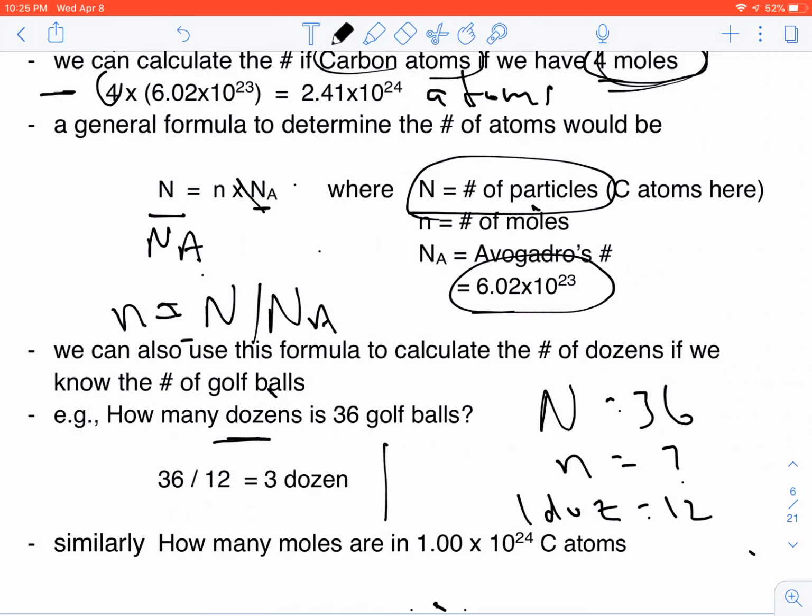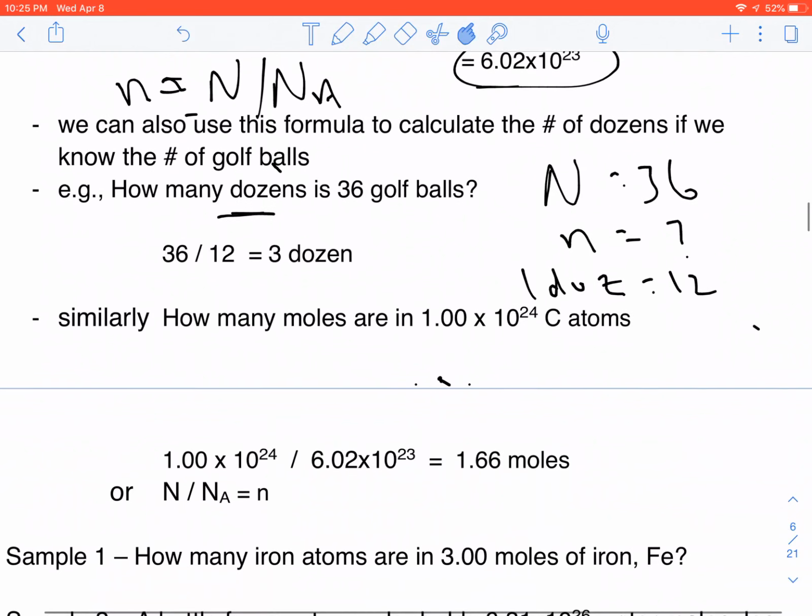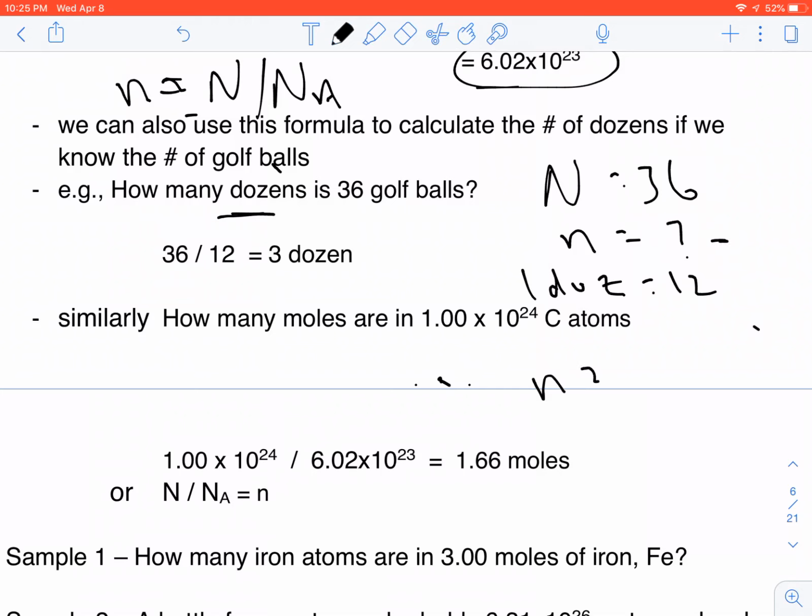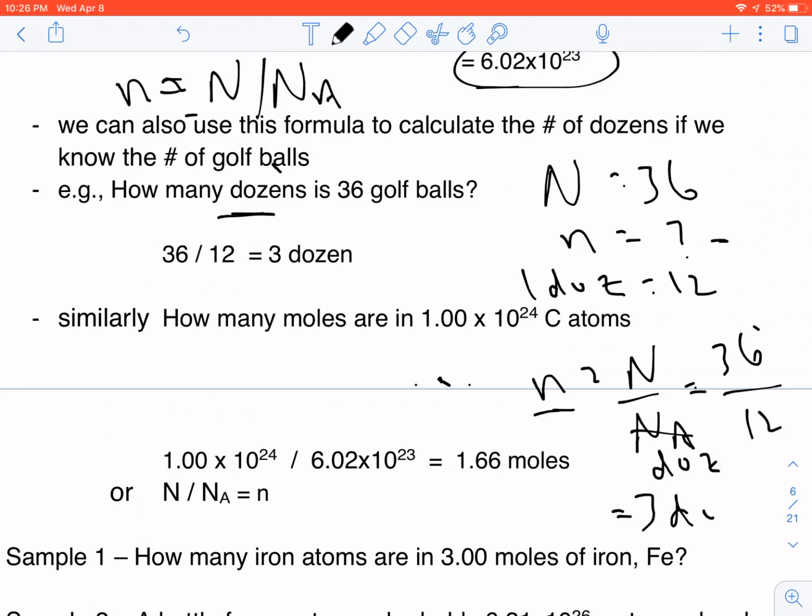So if I want to solve for this question down here now, how many dozens is 36 golf balls, well, I'm left with little n as my unknown here. So little n is equal to big N over NA, or over dozens, I guess. And in this case, I know that big N is equal to 36. Dozens is equal to 12. And little n here is equal to 36 over 12, which equals 3 dozen. So you're going to go to the golf store and buy 3 boxes of a dozen golf balls, and I'll have the 36 that I need.